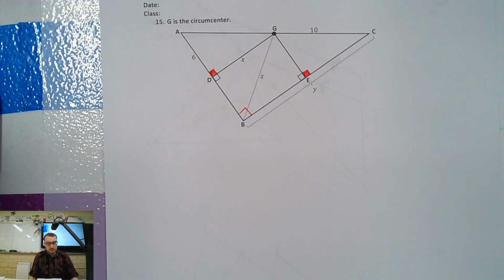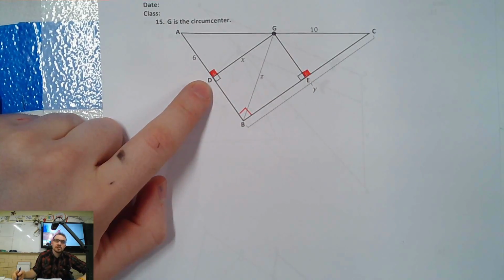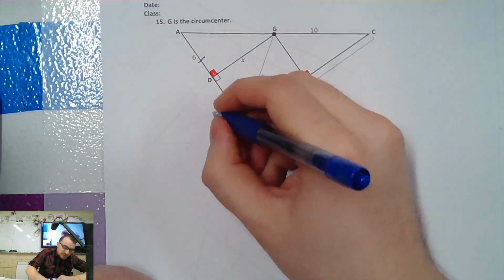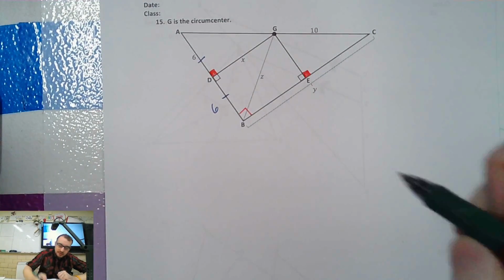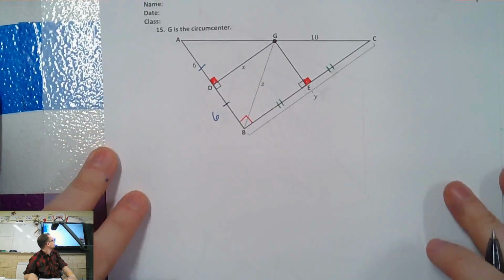Also, what kind of lines form the circumcenter? Yeah, good. So these aren't just perpendiculars, they must also be bisectors, right? So they're going to bisect these sides. So these sides are the same, which means that's a 6. And these sides are the same. So that's useful to know.